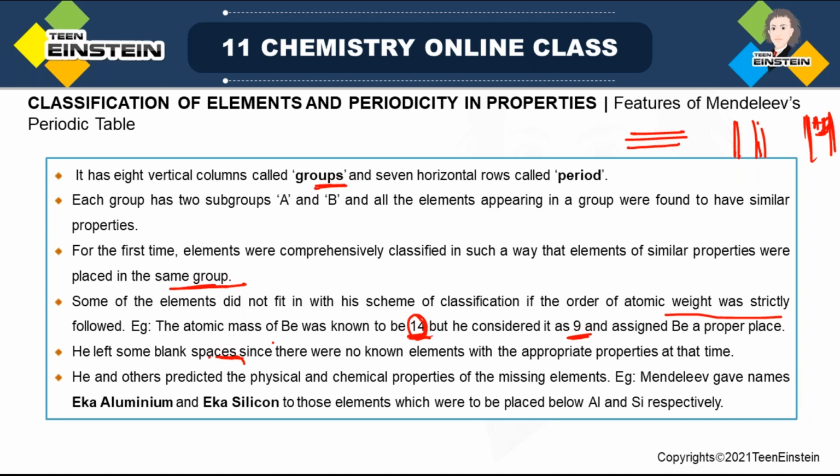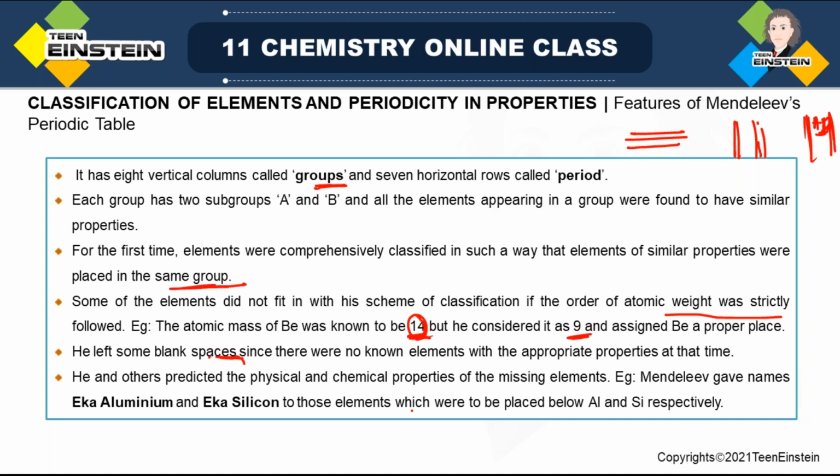So what to say? As if we know the properties at that time, but there is no such element actually present having those properties. But these properties are expected from this element. Now what happened later? These elements were actually discovered, and they properly fitted in those blank spaces made by Mendeleev. So, for example, he gave names eka aluminium and eka silicon to those elements which were to be placed just below aluminium and silicon respectively.